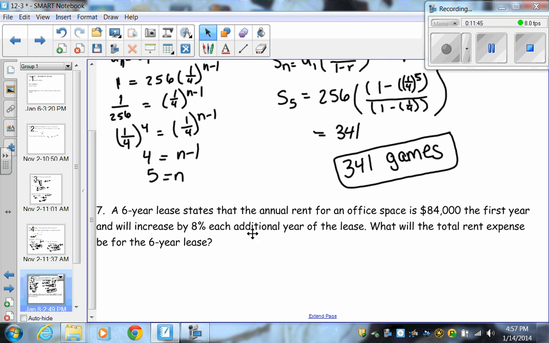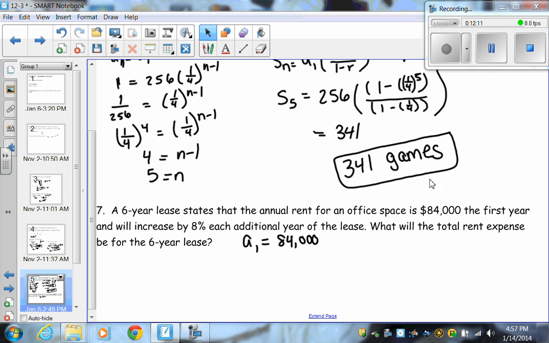Example 7 says a 6-year lease states that the annual rent for an office space is $84,000 the first year and will increase by 8% each additional year of the lease. What will be the total rent expense for the 6-year lease? Okay, so we know the first year, so our first term would be $84,000.